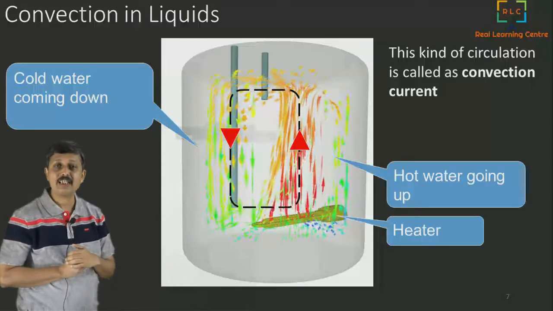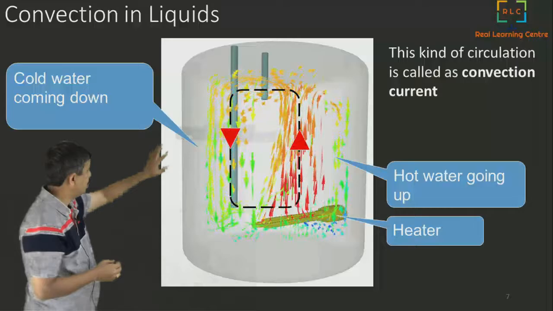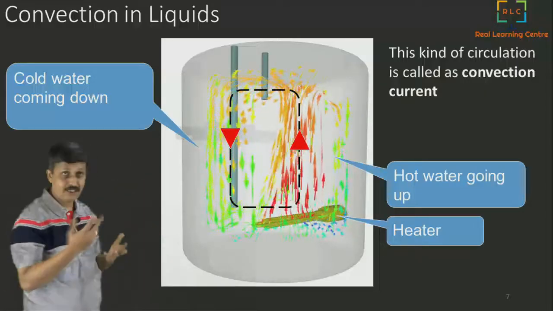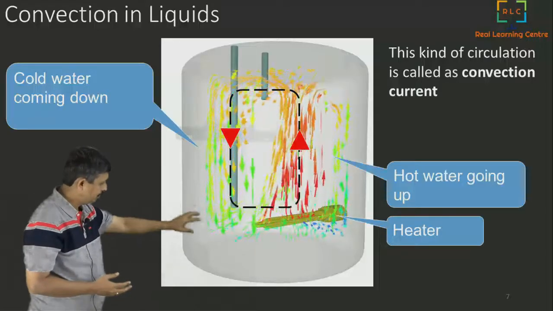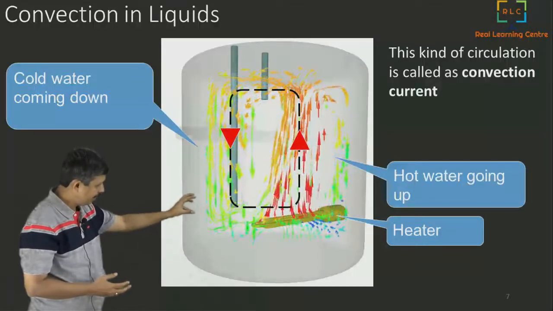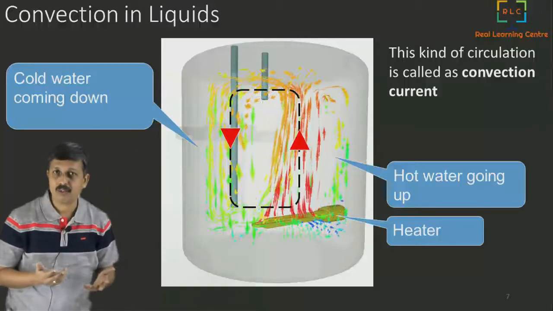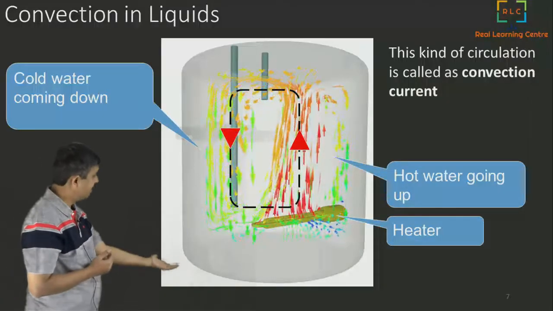If a convection current cannot be set up, then all the water inside will not be heated up. Assume that if that doesn't happen, the water around the coil will get heated up and remain hot. All the remaining water will be cold. Will that happen? No, no. We know very well that the geyser heats up the whole water.